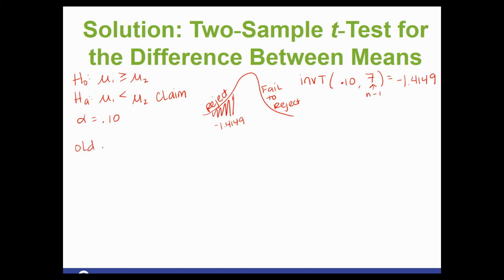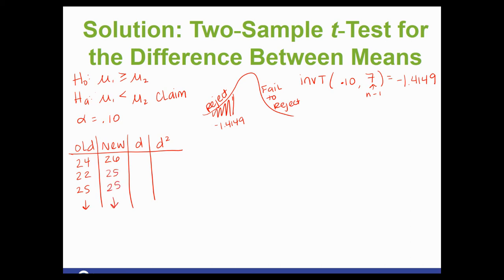So if we make a little chart, make 4 columns: our old score, our new score, our differences, D, and then D squared. If I start to copy over some of the scores, I'm just going to do the first couple rows here. Our old score was 24, 22, then 25. The same paired new score was 26, then 25, then 25.